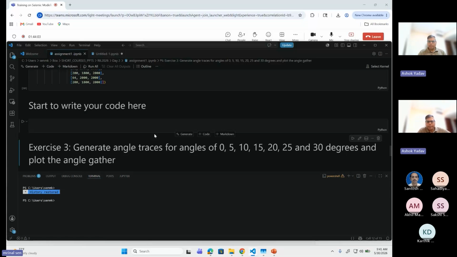Once you learn how to run it, then it's up to you to change those frequencies and to understand what is going on. And then finally, I'd like you to generate some angle traces for these angles and plot the angle gather. And I'll explain to you how to generate those. Same code with little change should be able to do this for you. You just have to use angle dependent reflection coefficients here. Okay? Okay, sir.